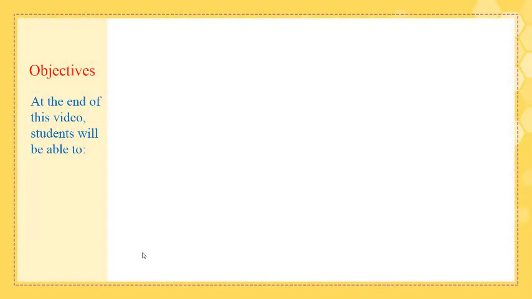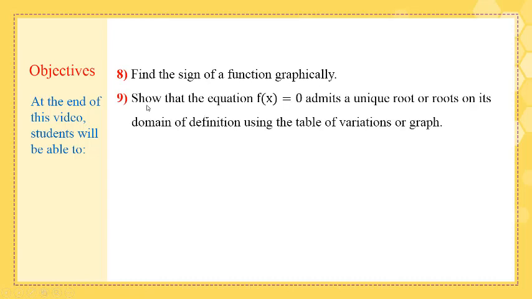At the end of this video, students will be able to find the sign of a function graphically, show that the equation f of x equals 0 admits a unique root or roots on its domain of definition by using the table of variations or graph, and solve graphically the equation f of x equals m.